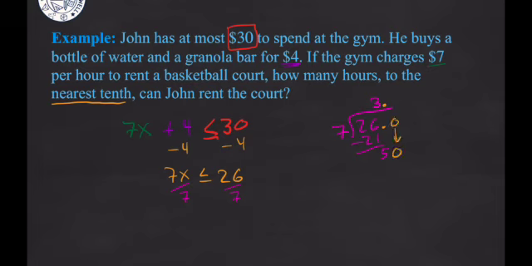7 into 50. This is going to be 7 times. So this would be 49. Subtract, we have 1 remaining. Let's bring down 1 last 0. 7 into 10, that's just once.